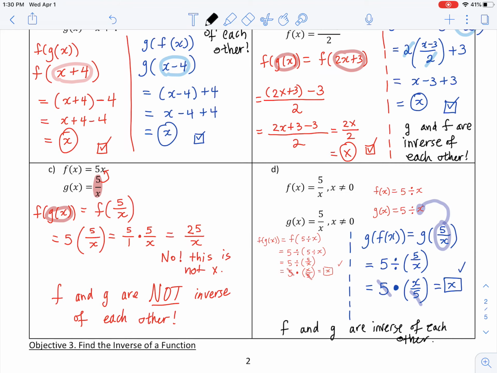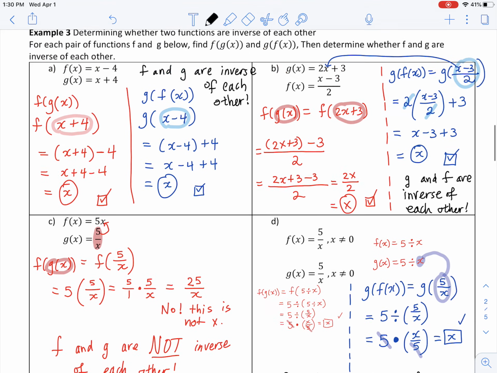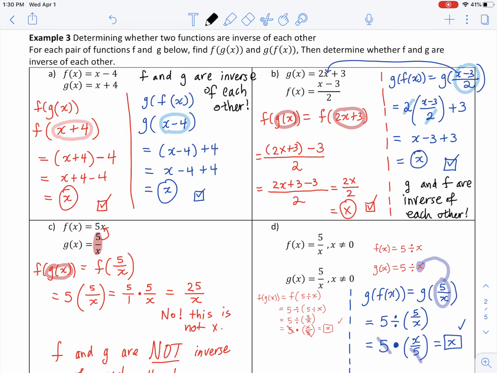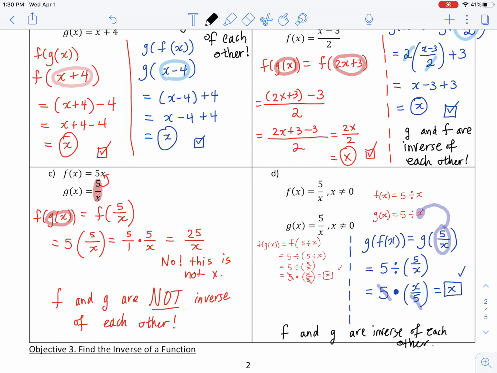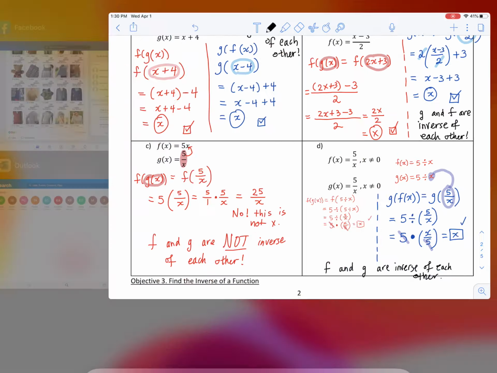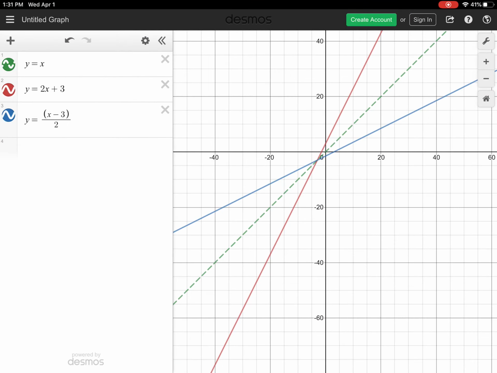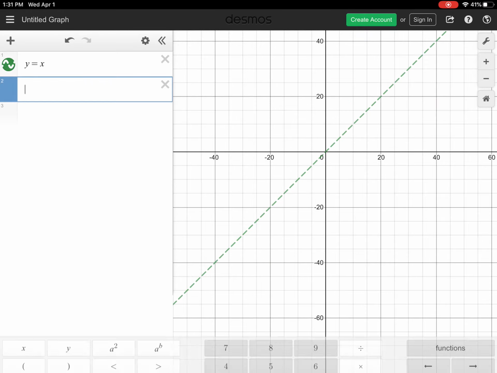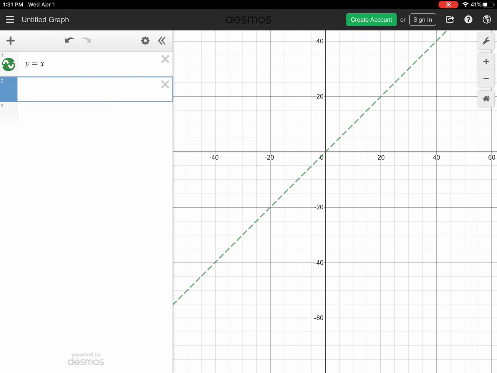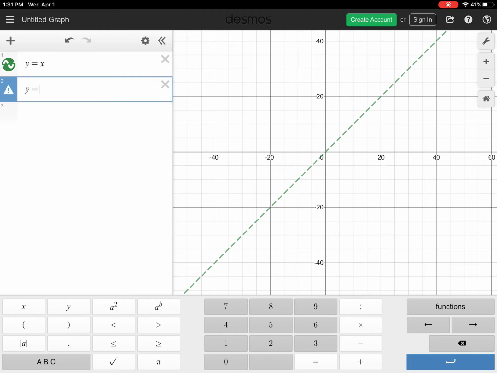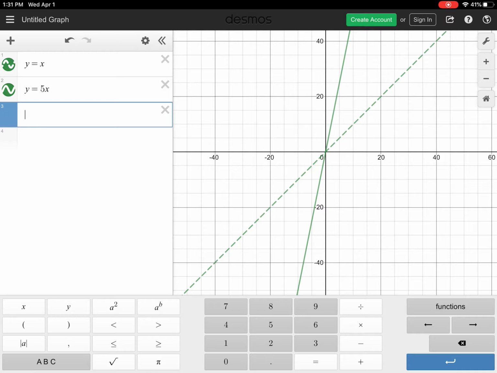It wasn't only going to be the last function. In fact, the function itself, y equals 5 over x, that graph itself is symmetric with respect to the line y equals x. The other ones, f and g were symmetric, g and f were symmetric, except for c. You'll see how if you graph c, they're not going to be symmetric. All right, maybe just for the last one, let me do that. The last one, c, that didn't come out to be inverses of each other.